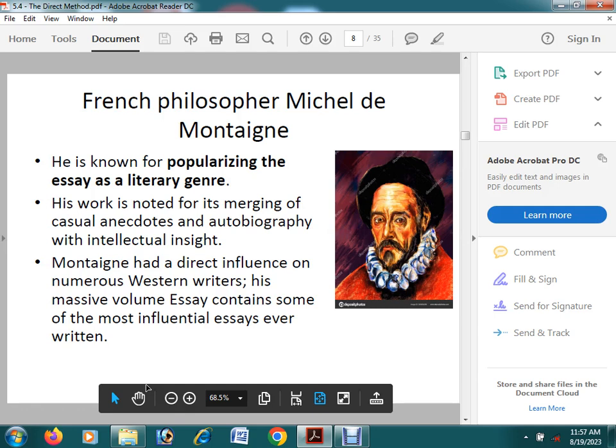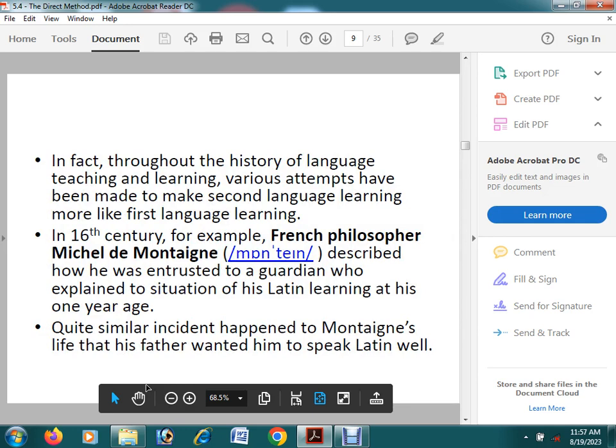We have got another name in that perspective, that is the historical background of direct method. We have said Montaigne. Okay? And he wrote many essays, especially autobiographical essays. Montaigne had a direct influence on numerous Western writers, and his massive volume of essays contains some of the most influential essays. So Montaigne also initiated that term. In fact, this French philosopher Montaigne described how he was entrusted to a guardian who explained the situation of his Latin learning at one year of age.